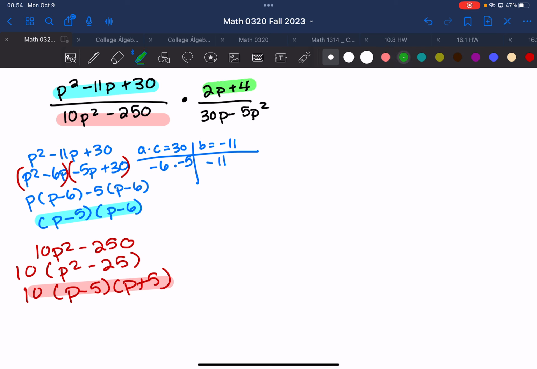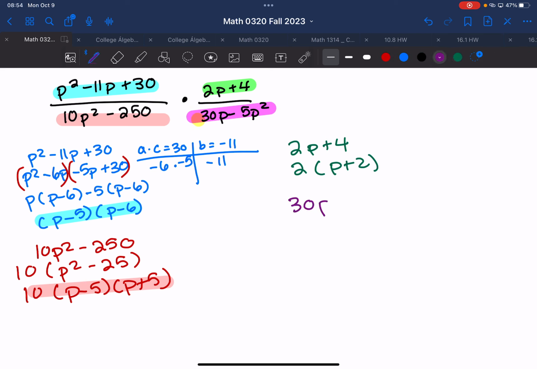Now looking at the other numerator. Okay. We have that 2p plus 4. What can we do with that one? Take out a 2, and I'm left with p plus 2. And then lastly, what can I factor from 30p minus 5p squared? I could take out a 5p.